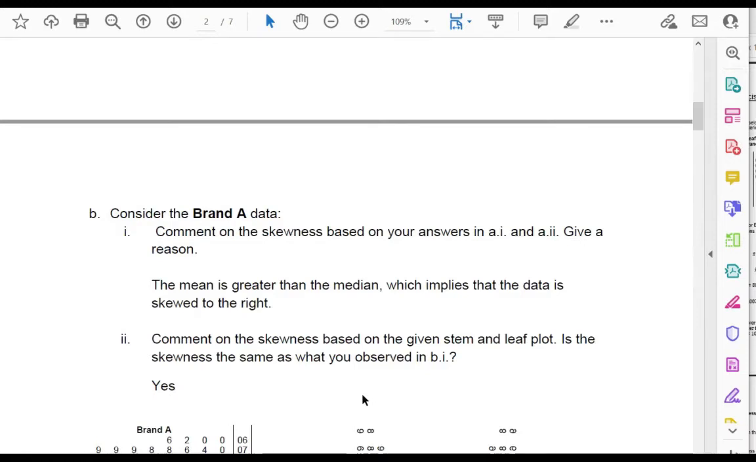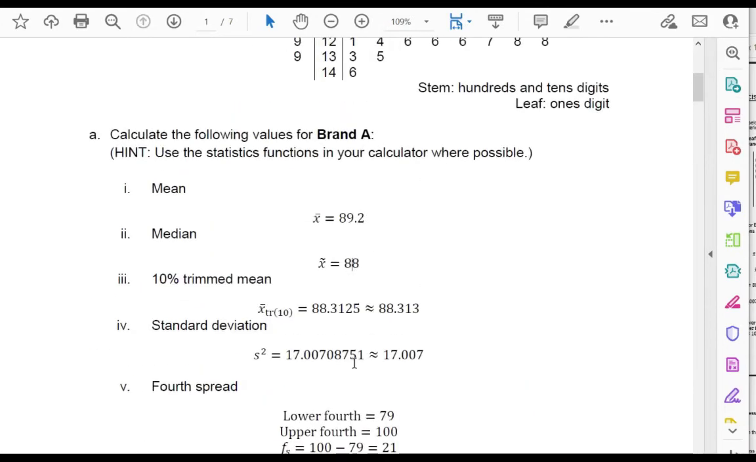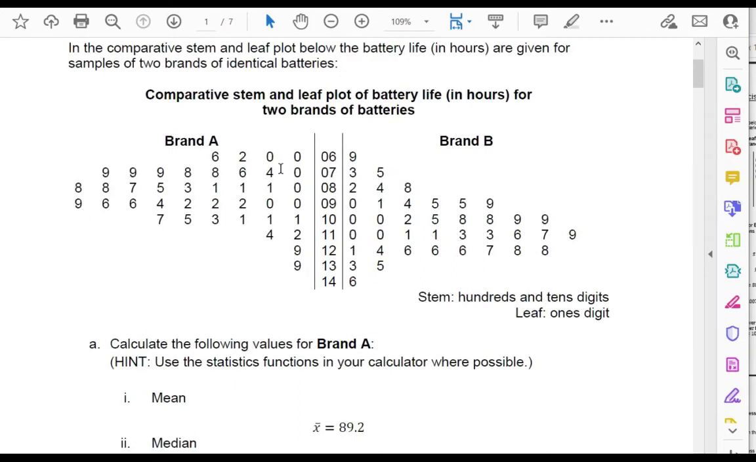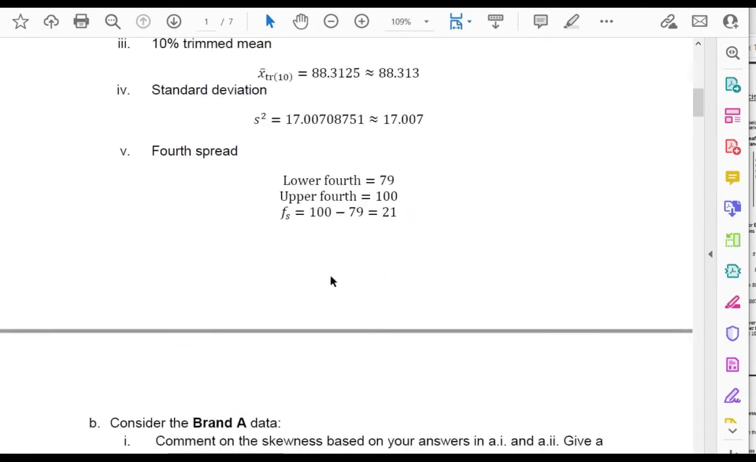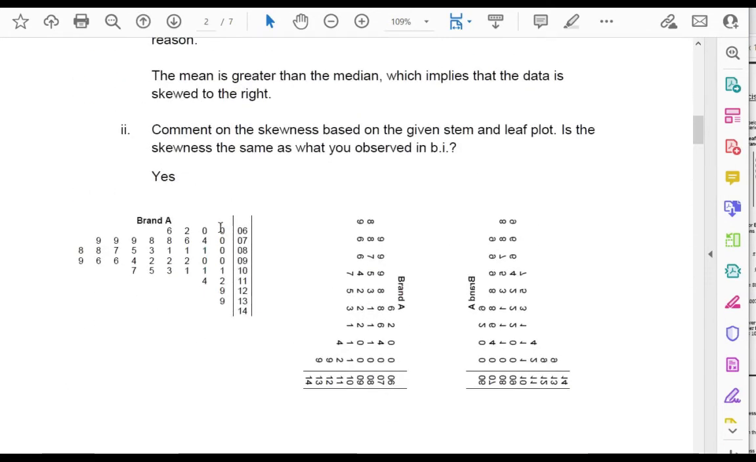So here I just wanted you to see that, okay, when you looked at the median and the mean, does it agree with what you see in the graph? And the answer is yes, and I'm going to show you that just now. So this is the brand A data, and then in order to see the skewness pattern, I turned it over on its side here in this graph.